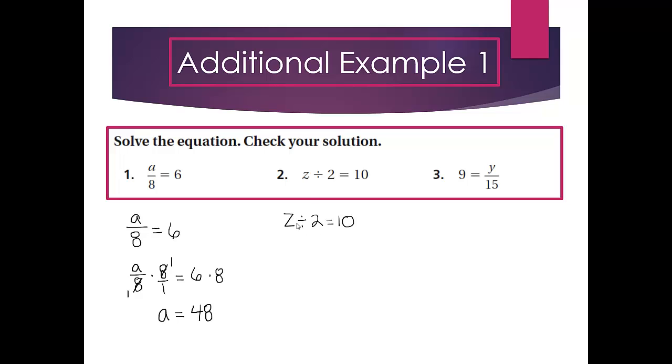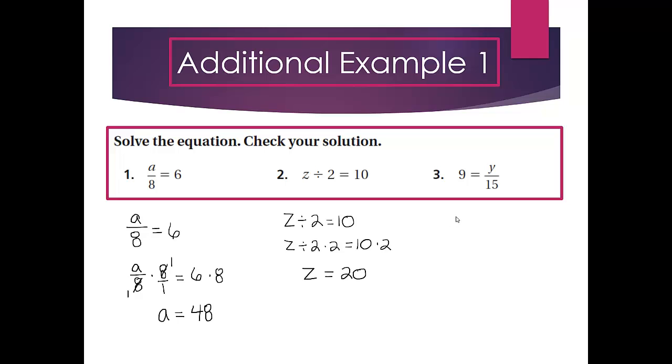For number 2, I have z divided by 2 equals 10. Since I'm dividing by 2, I'm going to do the opposite, which would be to multiply by 2 in order to solve this problem. So I have z divided by 2, and then times 2, and that would be equal to 10 times 2. If I divide by 2 and then multiply by 2, those will cancel each other out, so I'm just left with z, and that would be equal to 10 times 2, which is 20. If I check my solution, 20 divided by 2 is 10.